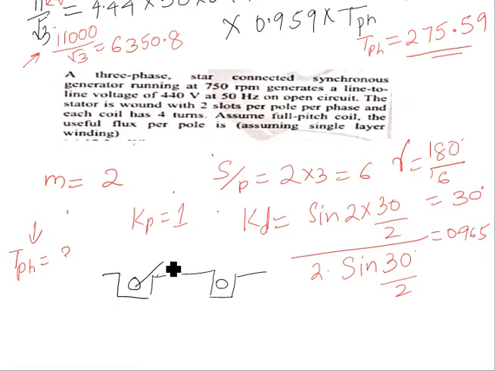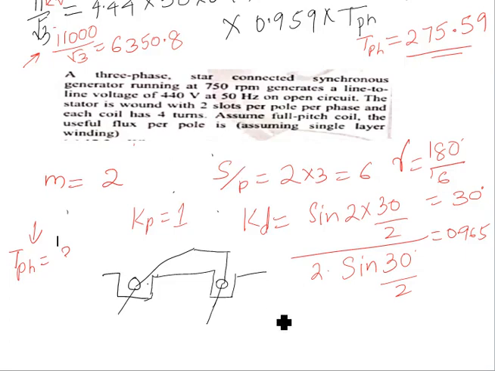So the slot, so this is one turn. How is the turn made? It contains two conductors, and two conductors make one turn, right? Now always remember, two slots make one turn. So first calculate the number of slots that are there.